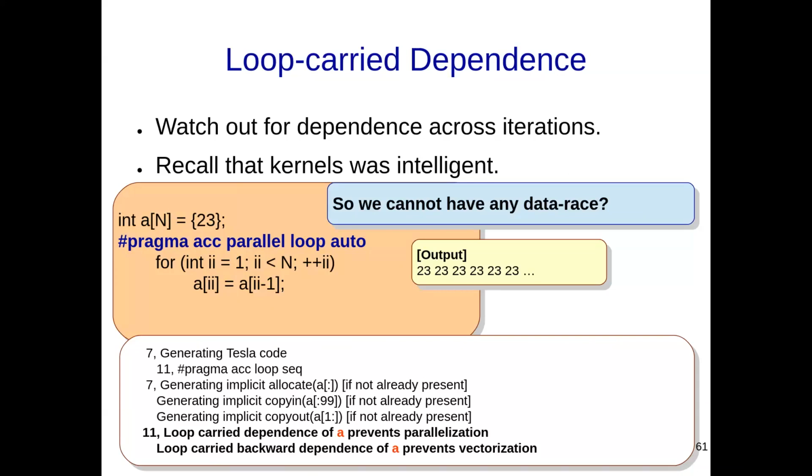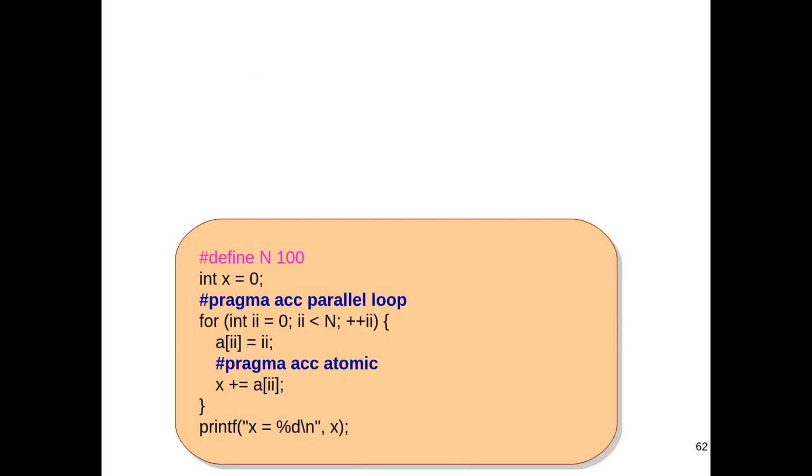Okay, so let's move ahead from here. Can we have any data race? Yes, you can have data races in the program, and we'll have constructs that OpenACC supports, which will allow us to handle these data races in a legitimate fashion, in a reasonable fashion, right? So one of such constructs is an atomic instruction, right?